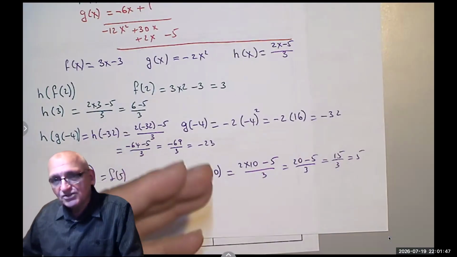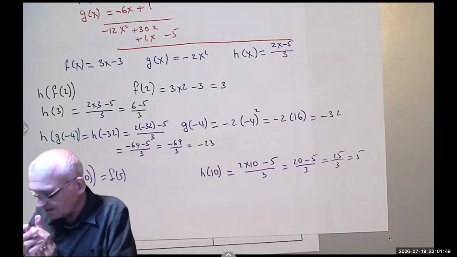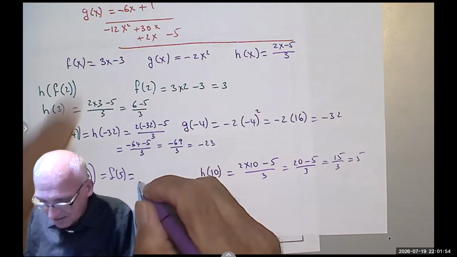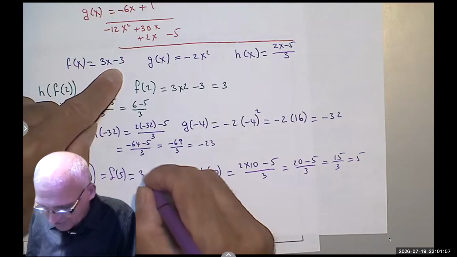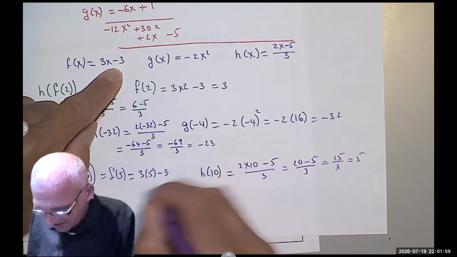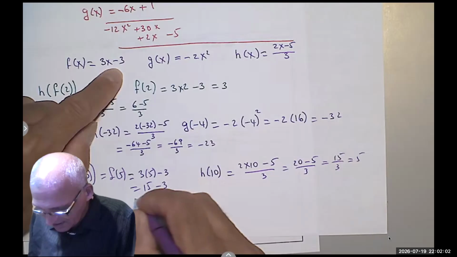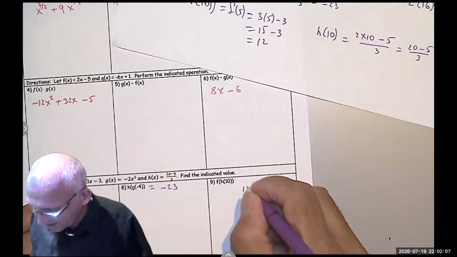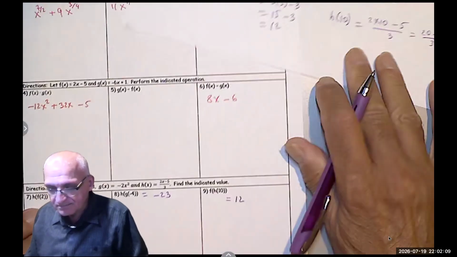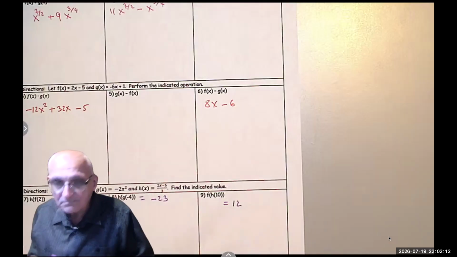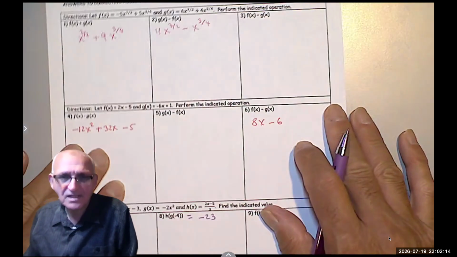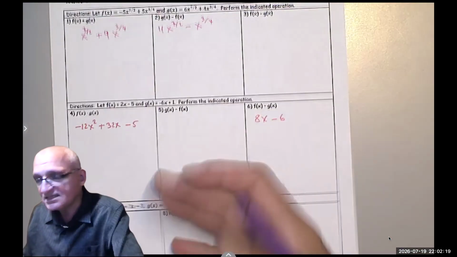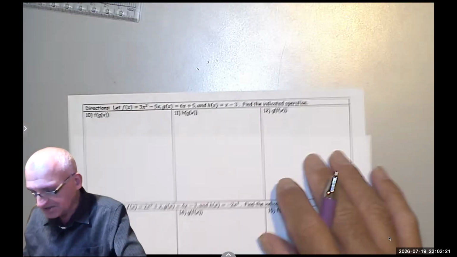And we can do multiple compositions. F of 5 equals, f of x is 3x minus 3. So 3 times 5 minus 3 equals 15 minus 3 equals 12. So f of h of 10 is 12. Okay? Pretty straightforward, I think. It's important, because we will need it to invert functions next session.